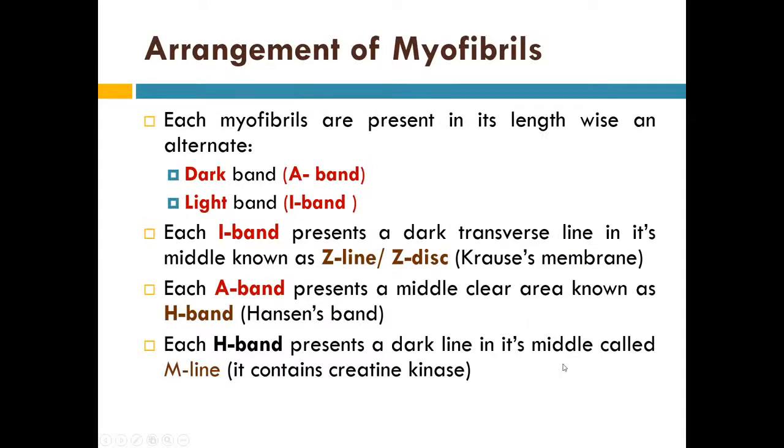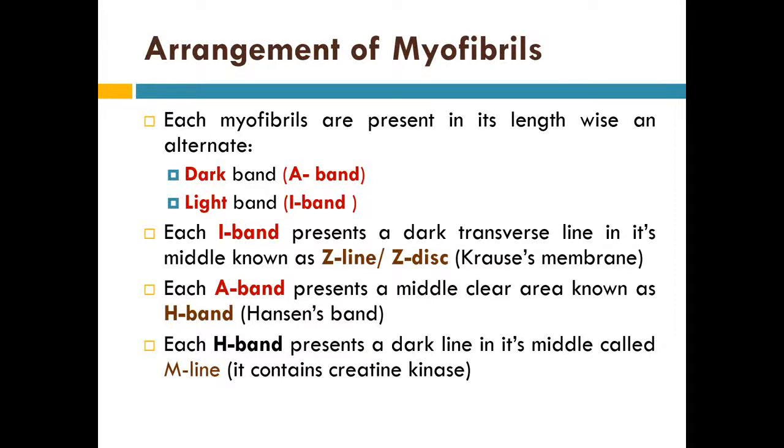Now, what is the arrangement of the myofibrils? Each myofibril has, lengthwise, an alternate dark band, called the A band, and a light band, called the I band. Each I band has a dark transverse line in its middle, known as the Z line or Z disc, also known as Krause's membrane.